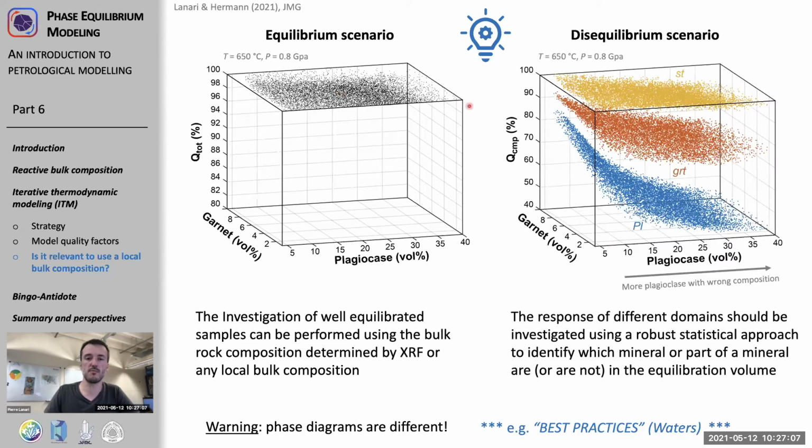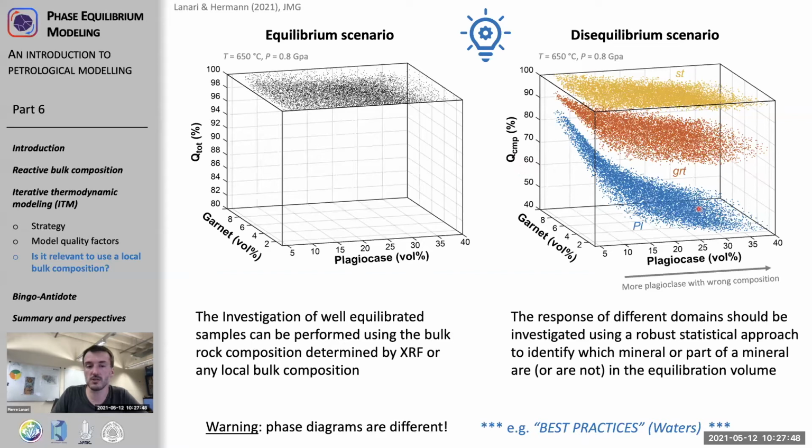Now, if we take the disequilibrium scenario, I will shortly say a few things. It's exactly the same diagram, but we are looking at the z-axis on the QCMP values of the minerals. And remember, along this axis, we have more plagioclase with the wrong composition. It's the wrong composition of plagioclase for the peak conditions. So it's a metastable plagioclase. So you can guess it, if you have more of the wrong plagioclase composition, the model quality, the QCMP for plagioclase, will be low. And if you have less plagioclase, the QCMP for plagioclase will be higher. So you increase from 40% to 80% for the QCMP value.